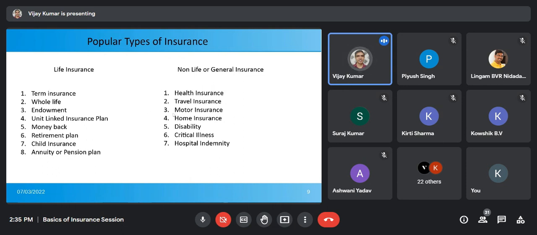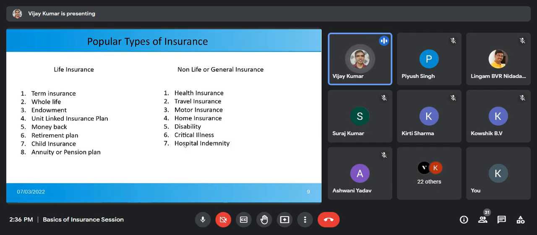And similarly, when you are driving your motors or the bikes, for that there is a motor insurance because you are at risk. Even your home is prone to fire or flood, all those risks. So there is a home insurance for that. Similarly, there is disability for PFG, one of the clients we are going to have very soon. We are going to work on a disability product, and then there is critical illness and hospital indemnity, basically where hospital expenses will be taken care of by the insurance company if you are hospitalized for some reason, right?